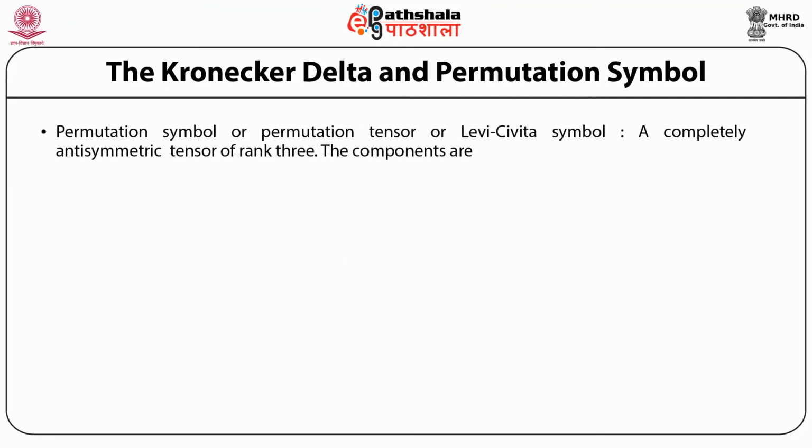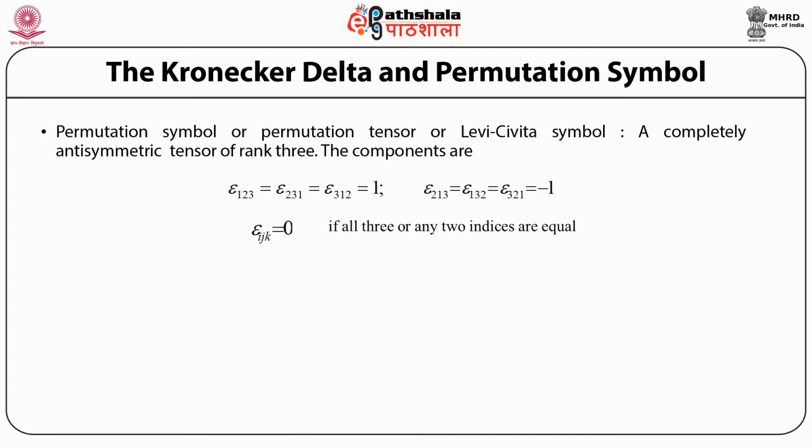Permutation symbols or permutation tensors or Levi-Civita symbol, a completely antisymmetric tensor of rank 3. The components are epsilon 123 equals epsilon 231 equals epsilon 312 equals 1 and epsilon 213 equals epsilon 132 equals epsilon 321 equals minus 1, or epsilon ijk equals 0 if all three or any two indices are equal. So it can also be written as epsilon ijk equals 1 by 2 times (i minus j)(j minus k)(k minus i).